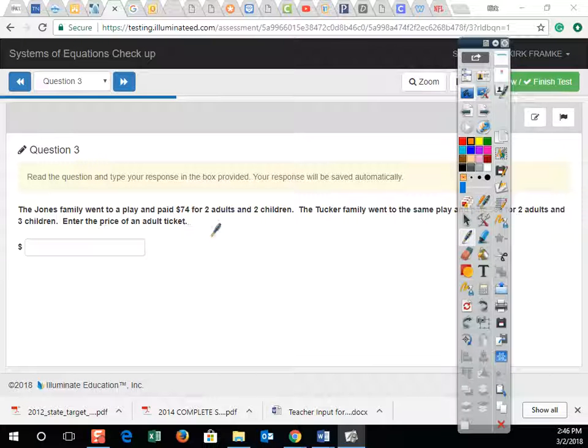Pull out my pen. I'm going to be writing with my mouse, so I'm sorry about that. So we know that 2 adults plus 2 children is going to equal $74. And we know that 2 adults plus 3 children is going to equal $86. So right now we can pretty much tell that a child's ticket is $12.